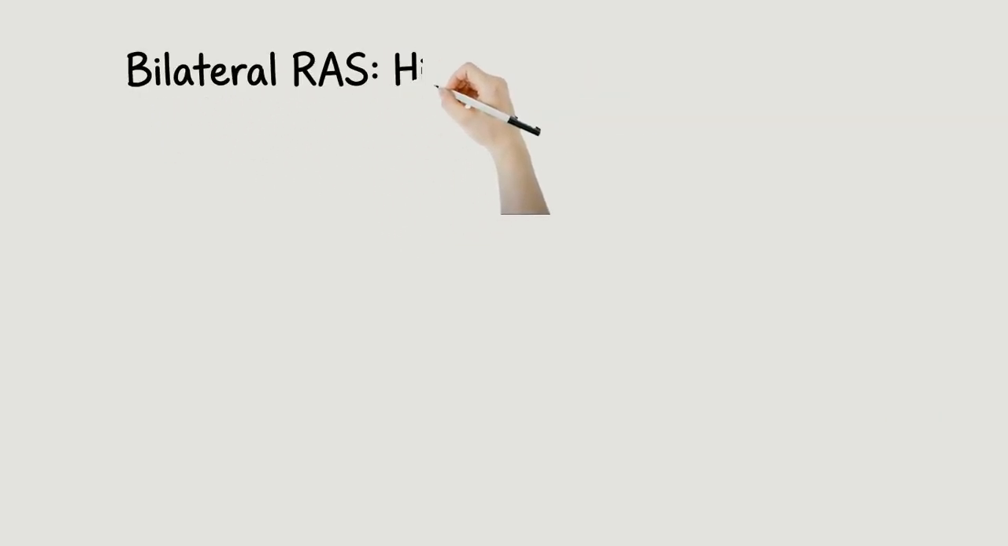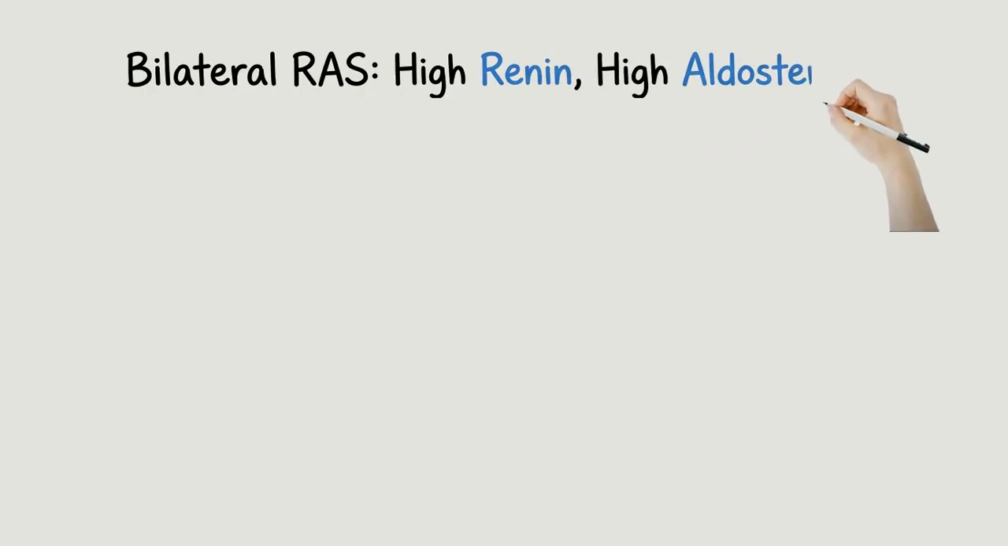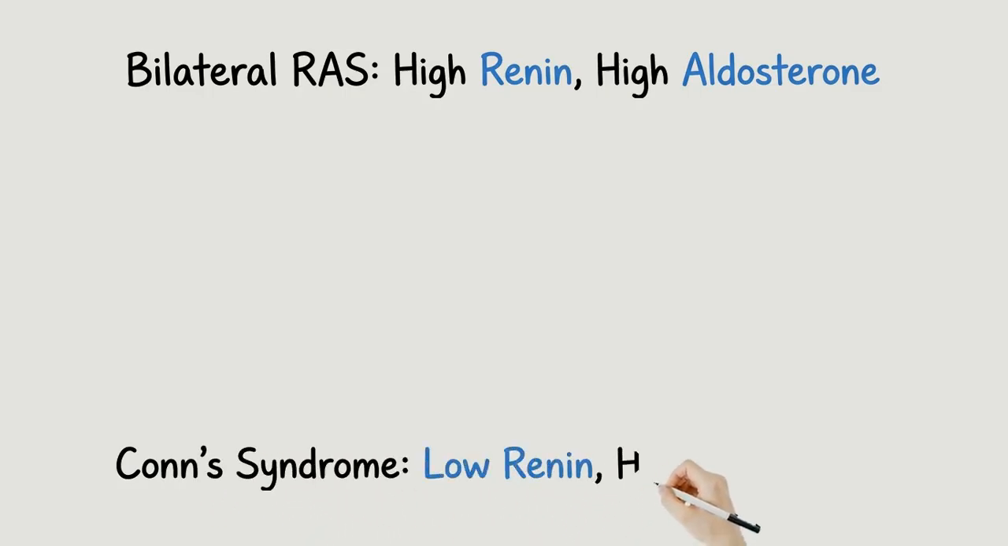In bilateral renal artery stenosis, RAS is chronically activated. Renin is high, aldosterone is high, patients develop hypokalemia and metabolic alkalosis, just like Conn syndrome. The difference is renin. Conn syndrome starts in the adrenal gland, so renin is low. Bilateral RAS starts in the kidney, so renin is high. That single lab value separates them.